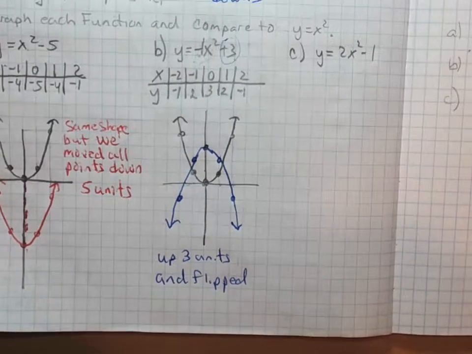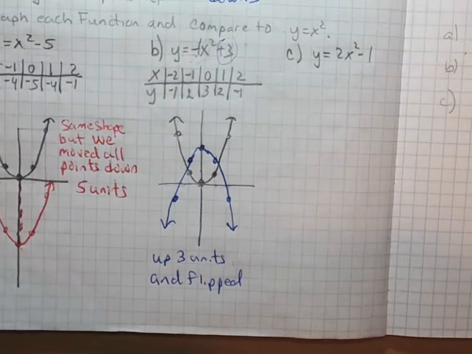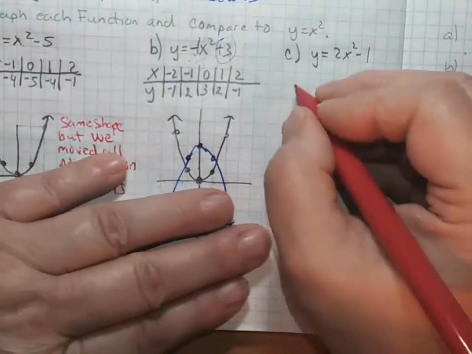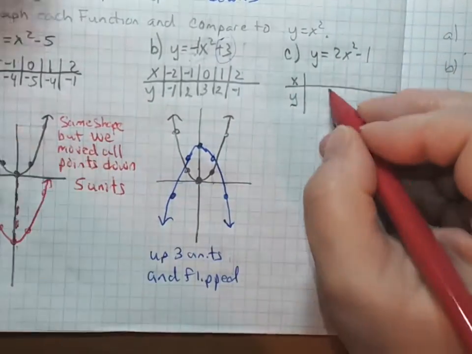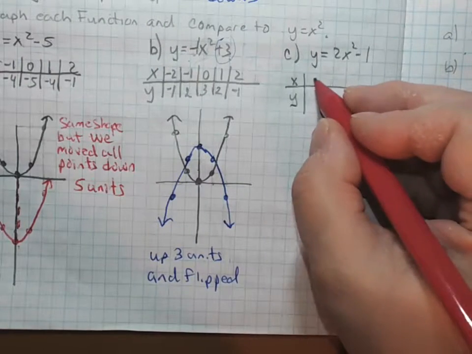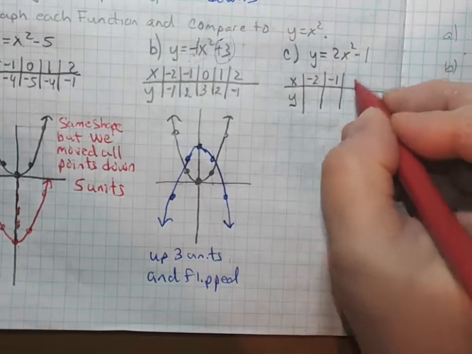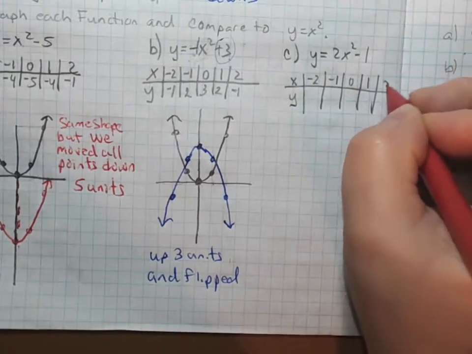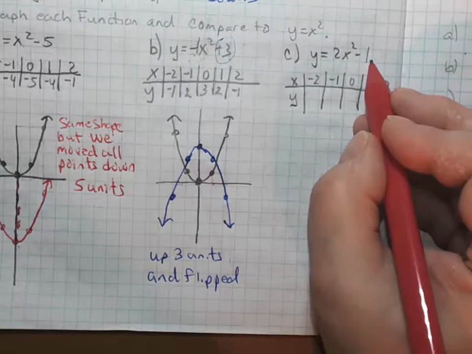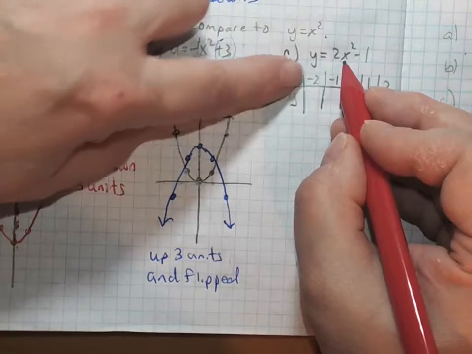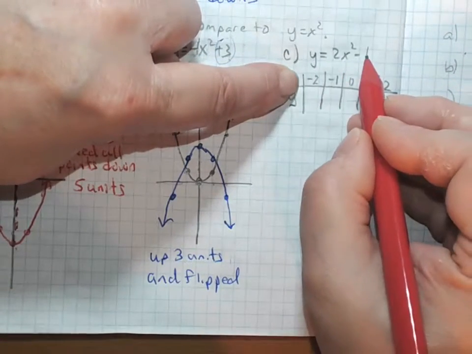Okay, all right, one last graph. Let's make a table. All right, y equals 2x squared minus 1. I'm going to plug in the same values, negative 2, negative 1, 0, 1, and 2. All right, square, then multiply by 2, then subtract 1. So square your number first. So negative 2, square it, 4, times it by 2, 8, subtract 1, 7.